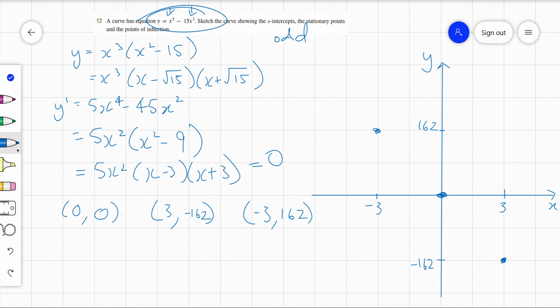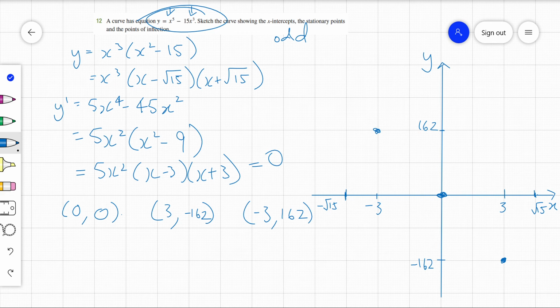And I go through 0, 0, and I've got a root 15 and a minus root 15. So let's say this is a root 15, this is a minus root 15, there we go. So you can see what's going to happen here to sketch the curve showing the x-intercepts and stationary points. Okay, so it also wants us to show points of inflection.